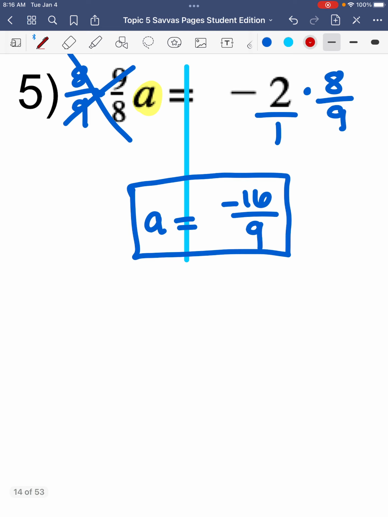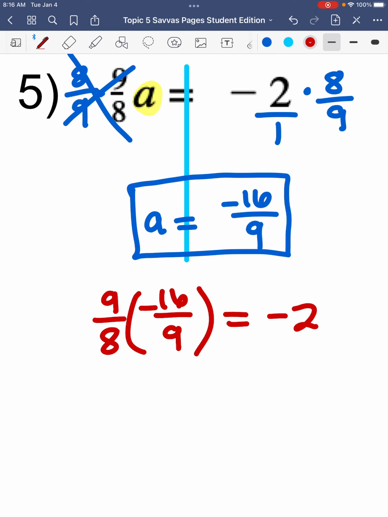Now I need to check my answer, and I check it by plugging it back in. So we have 9 over 8 times negative 16 over 9 equals negative 2. Now we want to see if anything reduces. So let's look diagonally. 9 and 9, that's the same number. So those both become 1, right? That's a 1, that's 1. What about the other direction? 8 and negative 16. Does 8 go into 16? It sure does. 8 goes into 16 2 times, so that 8 becomes a 1.